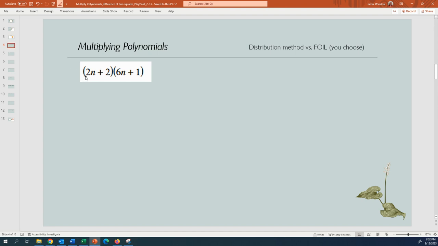And you can see we have a binomial times a binomial. So we see parentheses, right? And we think distribution. So it really is the same thing as distribution. You can use distribution or the FOIL method. So I'm going to show you distribution first. That means you're going to take each of these terms and multiply it by everything on the inside over here. So we're going to go 2n times 6, and I'll write it all out so you can see each term, and then 2n times 1.